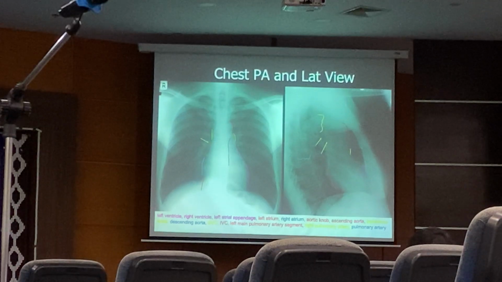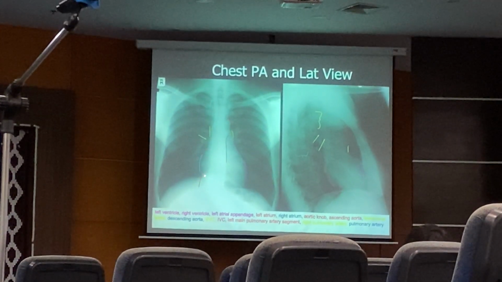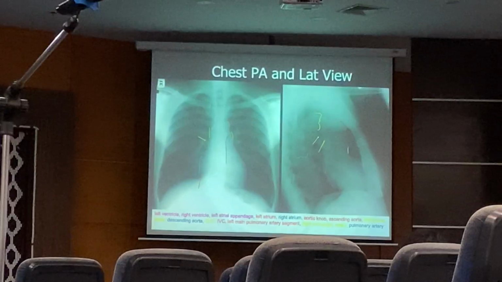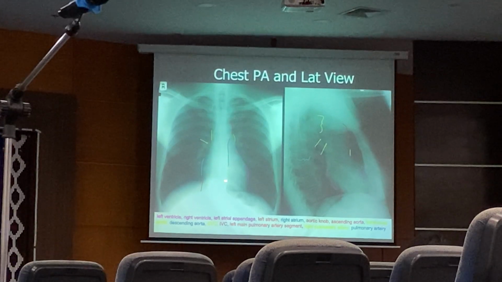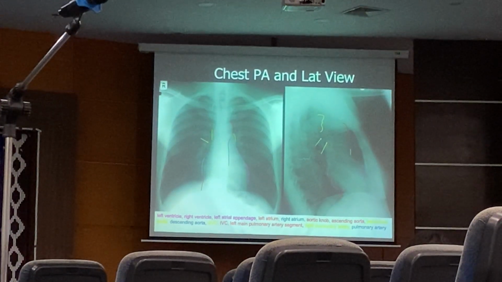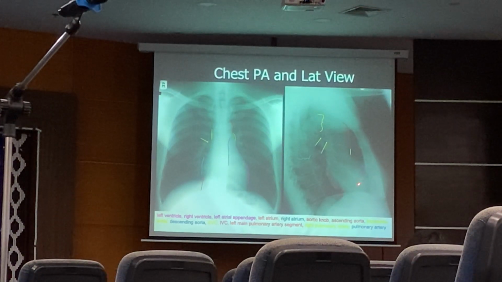So the right cardiac border is represented by your right atrium, and inferior to that is where your inferior vena cava comes in. Your right ventricle, you usually cannot identify in PA view. If you would like to assess the right ventricle, it's best assessed in lateral view. So this is your right ventricle, which is positioned anteriorly.